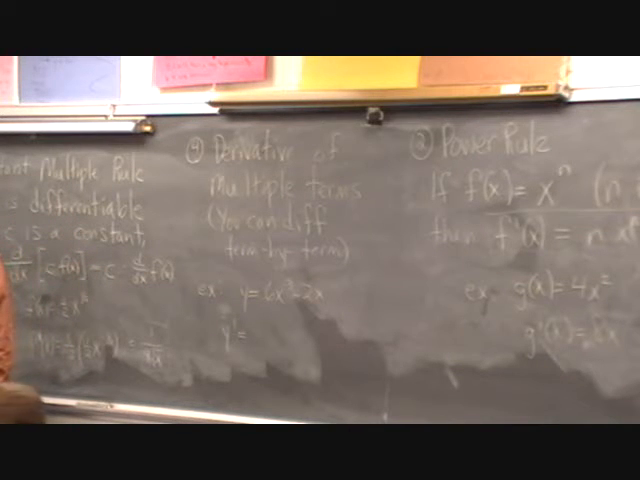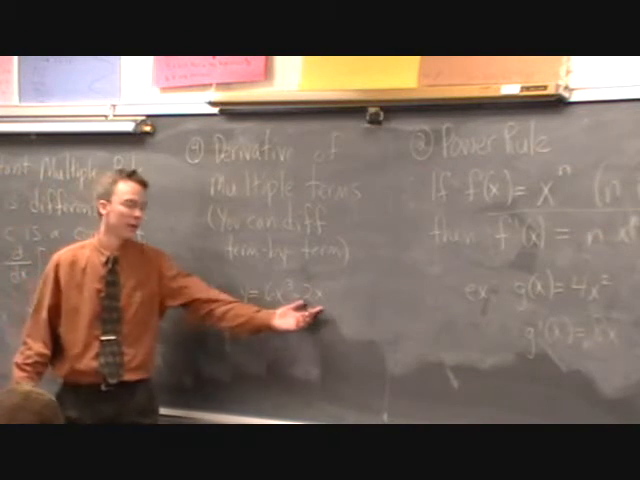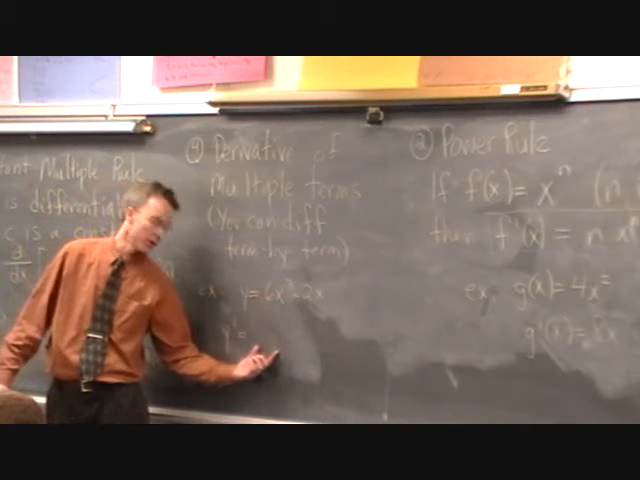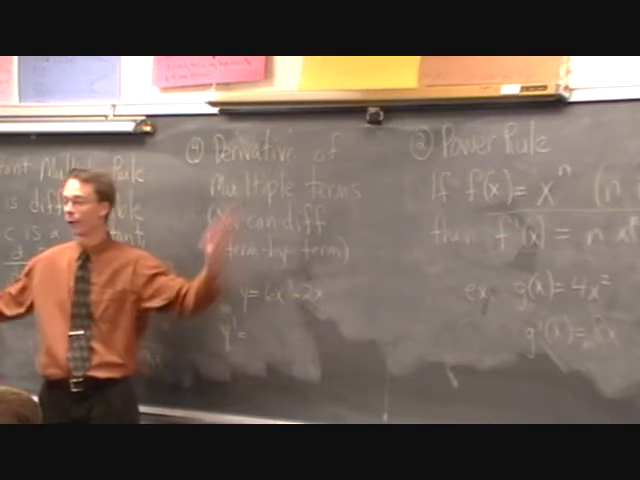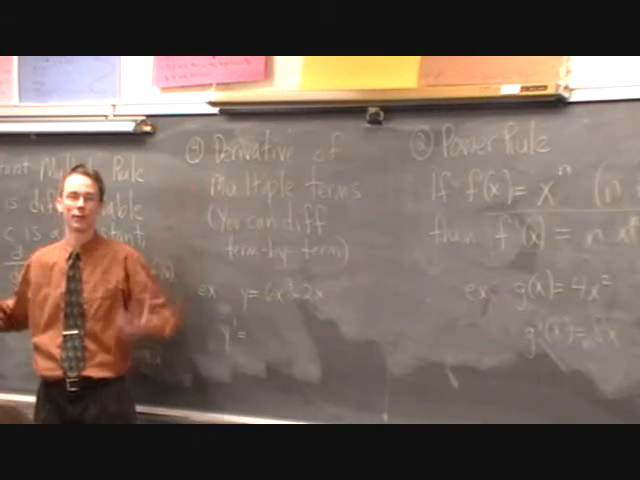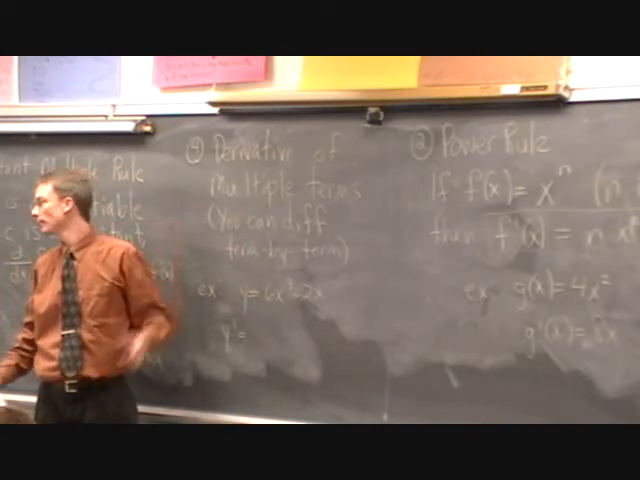Y prime then, we got two terms here. We're just going to differentiate the first term, get an answer for that. We're going to differentiate the second term, get an answer for that, put it all together, and that's our answer. That's our derivative. We're just differentiating term by term.